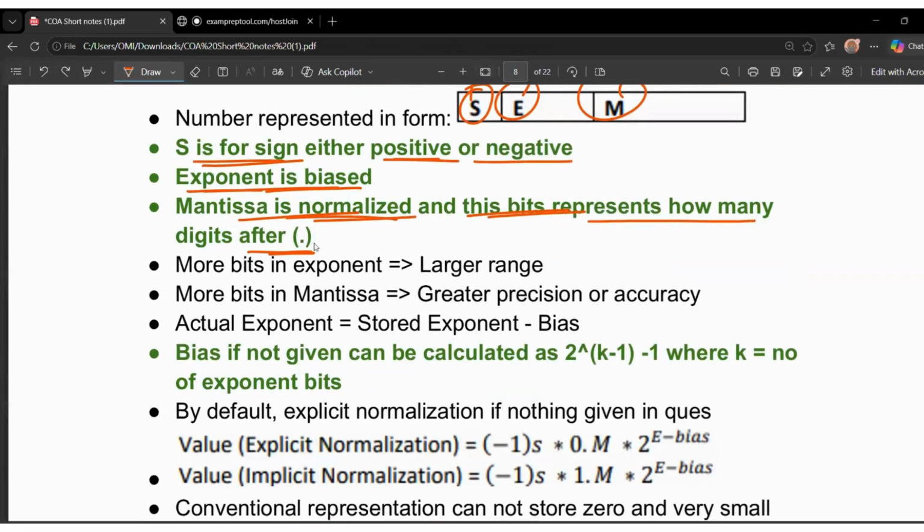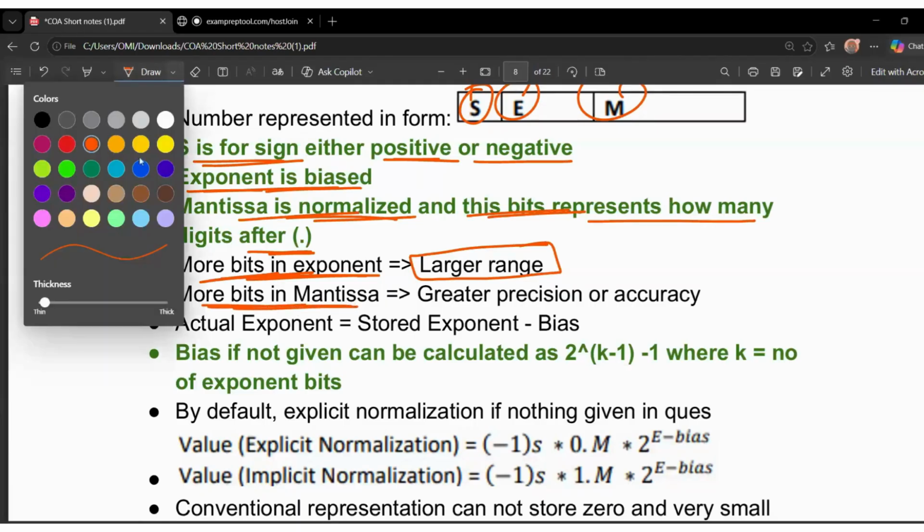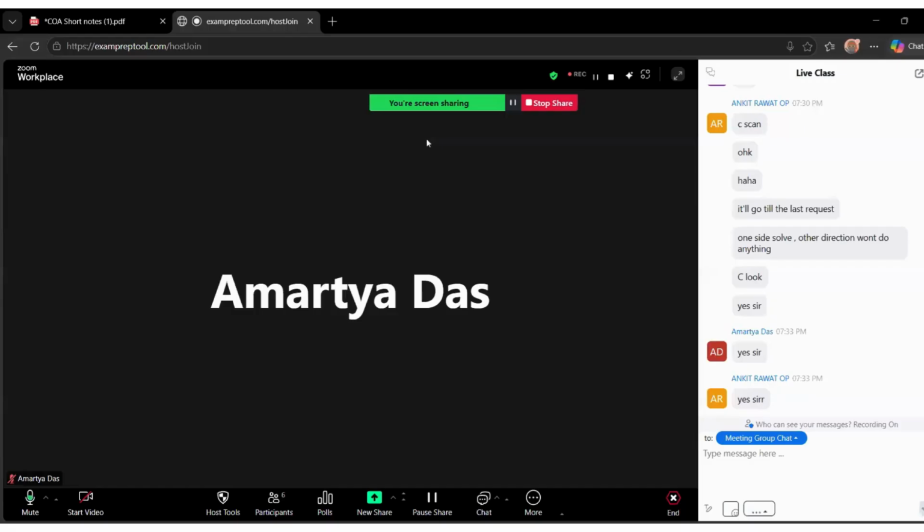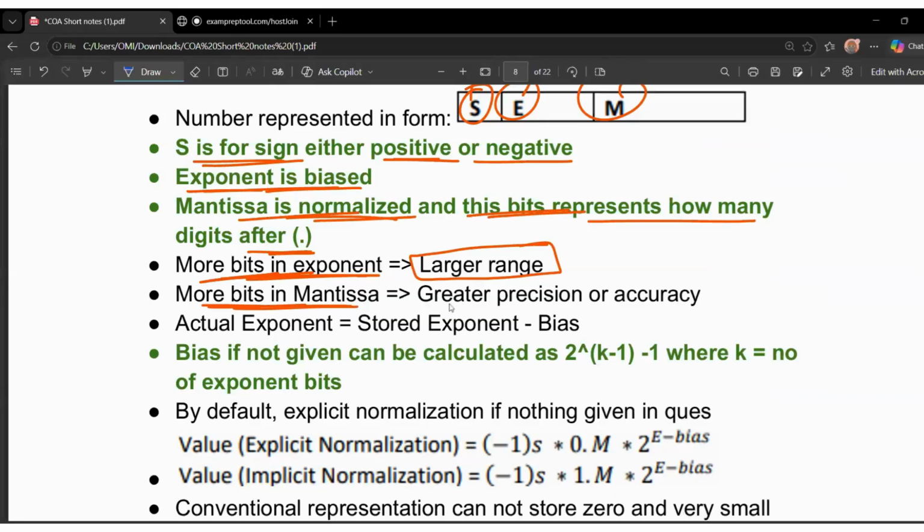So tell me, if you have more bits in the exponent, what will you get? You will get a larger range, right? And if you have more bits in the mantissa, what will you get? You will get greater precision and accuracy, because after the dot, if you have many bits, you get greater precision or accuracy. Yes, so that's the thing.